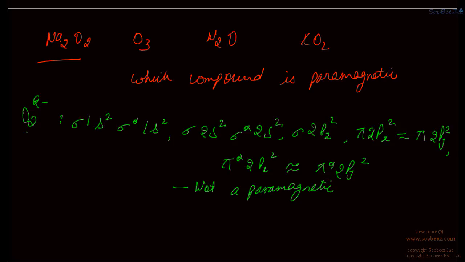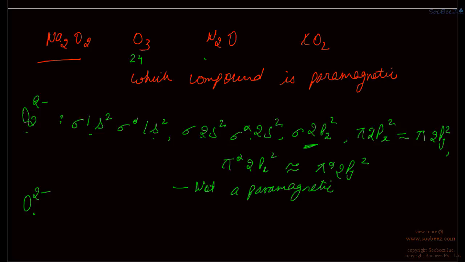Okay, but to account for the further question, in case of N2O or O3 or KO2, in case of O3 the total number of electrons is 24. In case of N2O, the species is just O2 2 negative, and there will be a total of 10 electrons filled up to here. So in case of O2 2 negative also there will be no unpaired electrons, hence this will also not be paramagnetic. O3 will also not be paramagnetic if you take this further.